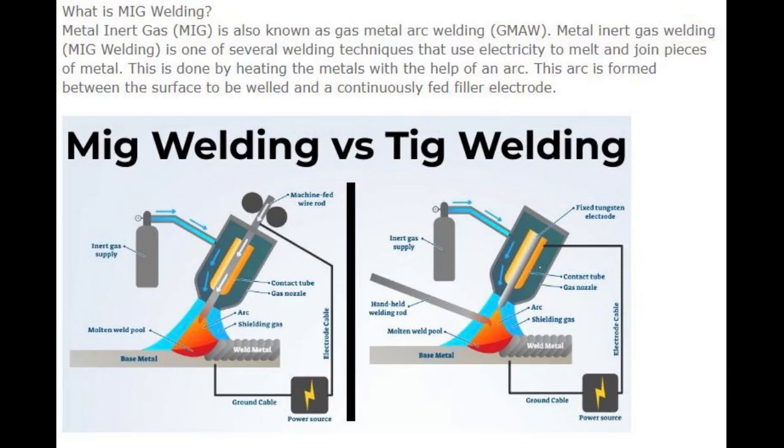What is MIG welding? Metal inert gas, MIG, is also known as gas metal arc welding, GMAW. Metal inert gas welding, MIG welding, is one of several welding techniques that use electricity to melt and join pieces of metal. This is done by heating the metals with the help of an arc. This arc is formed between the surface to be welded and a continuously fed filler electrode.